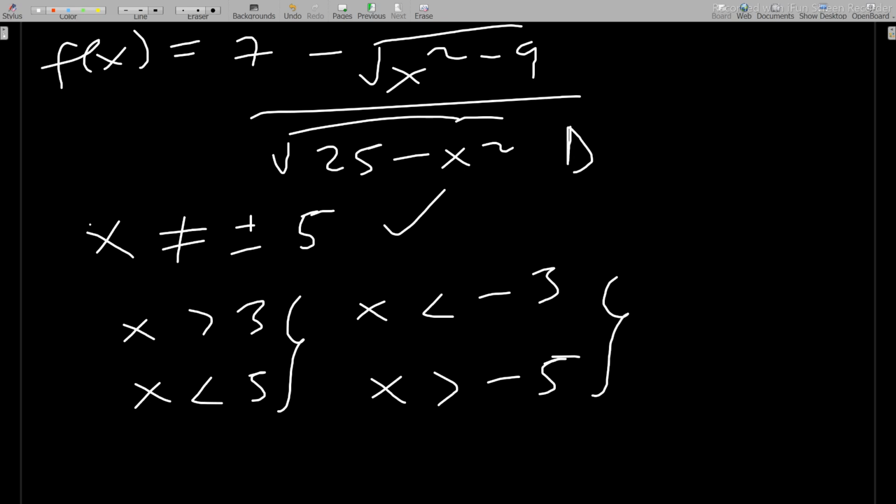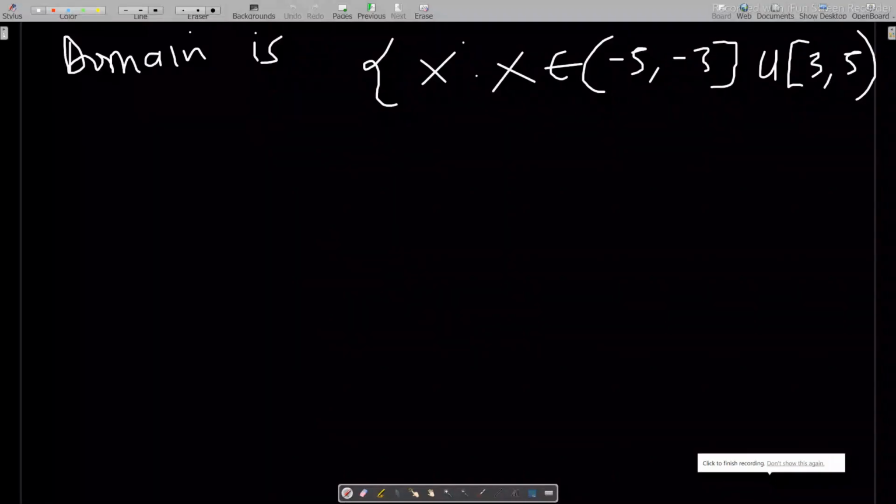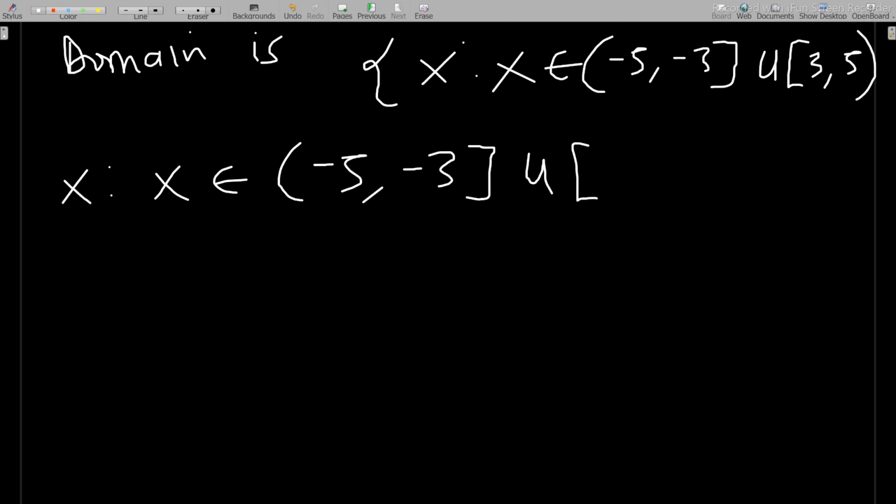Let me write the domain for you. The domain is x such that x belongs to the open interval from negative 5 to negative 3, closed at negative 3 because x can be less than or equal to negative 3, union the closed interval from 3 to 5, open at 5. So x belongs to the open interval negative 5, closed at negative 3, union the closed interval 3, open at 5. This should be the solution, the domain for the question.